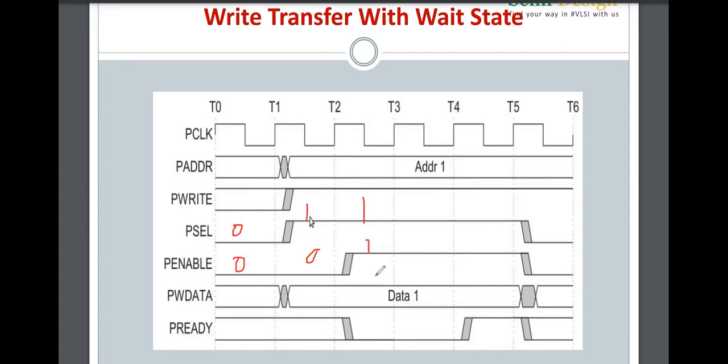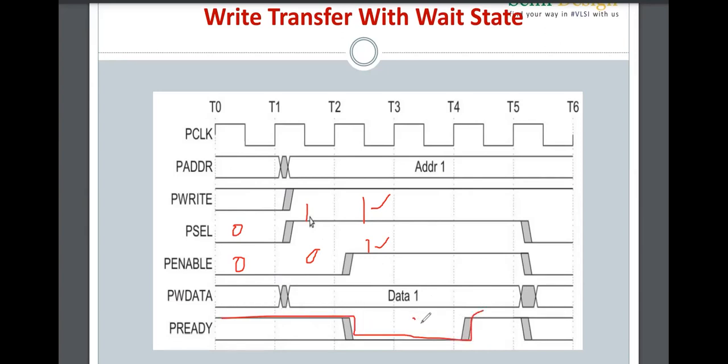One access state. So in the access state here, both are high. Enable is high and the select is also high. When both are high, we can directly send the write data and the read data can also be accepted. But here P ready is not high.